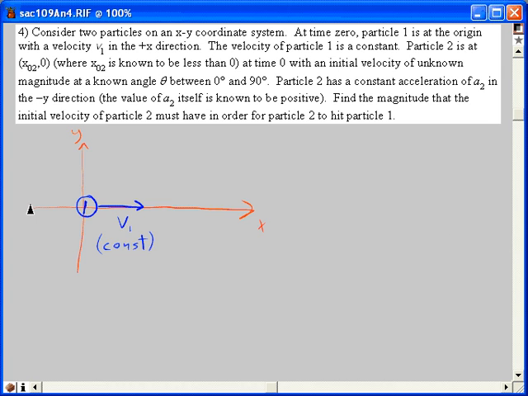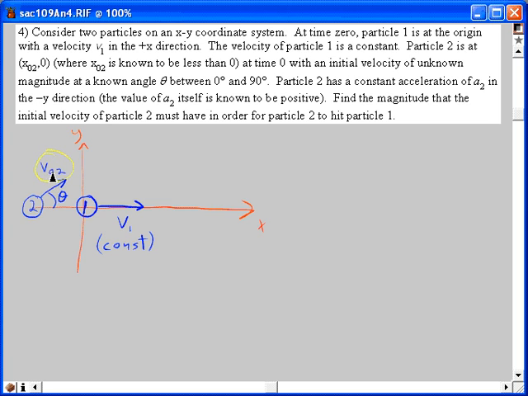Then we've got a particle number 2 back here at some negative value of x, but also on the x-axis initially. And it's got an initial velocity v02 at some angle theta. They didn't give us a value for the angle theta, but we're supposed to consider it known, and it's v02 that we're looking for.